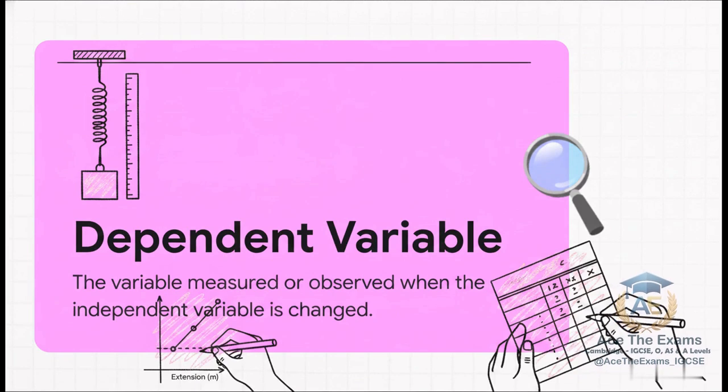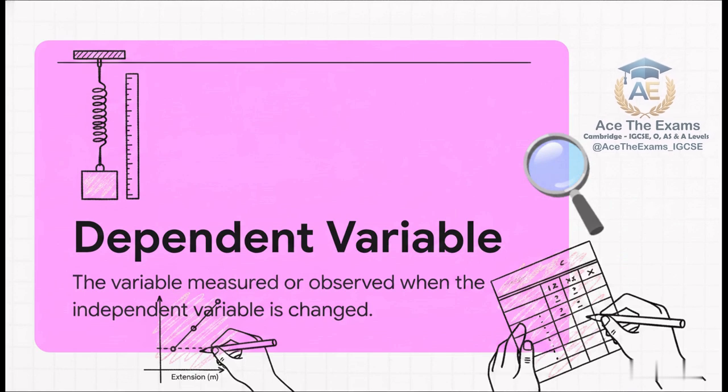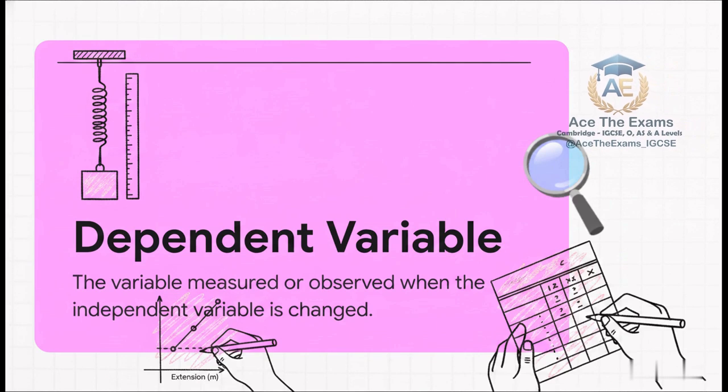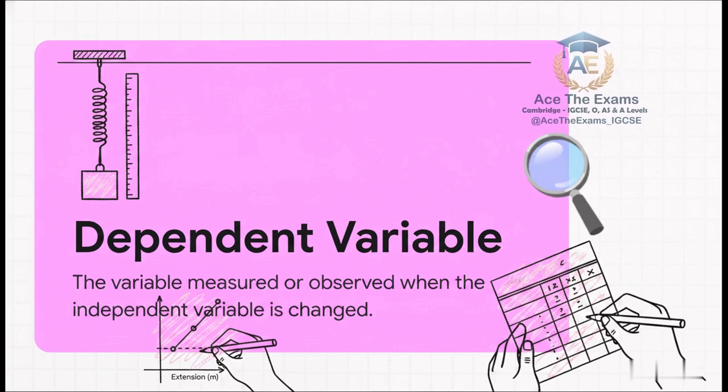Next is the dependent variable. This is what you actually measure or observe as a direct result of changing that independent variable. Continuing with our Hooke's law example, the physical extension of that stretched spring is totally dependent on the load. It's the raw data you're actively collecting, measuring with your ruler, and recording directly into your results table.